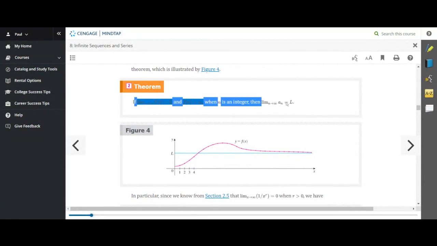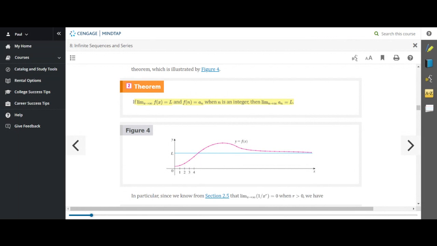So there's a theorem here that says if you have a function that has a limit as x goes to infinity, then the sequence defined by that function will also approach that limit L. So what they have here in figure 4 is a function, f of x, that as x gets large, the function approaches the limit L.